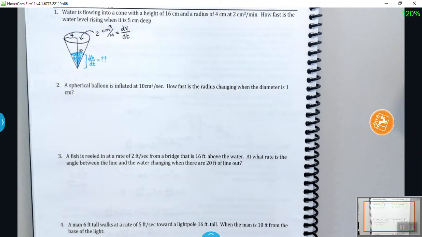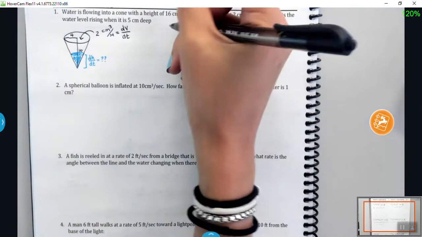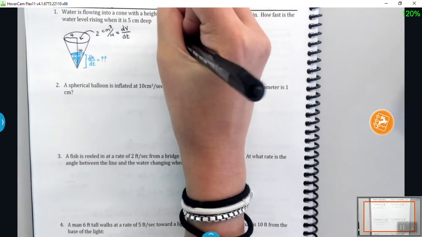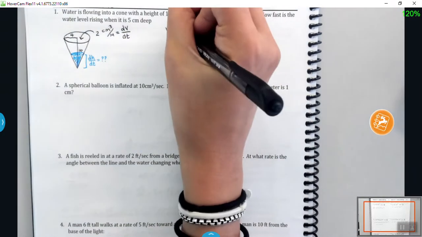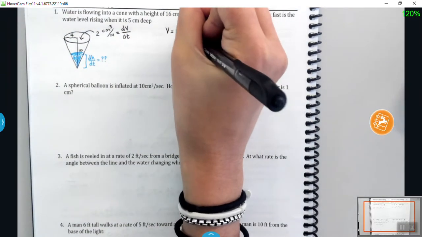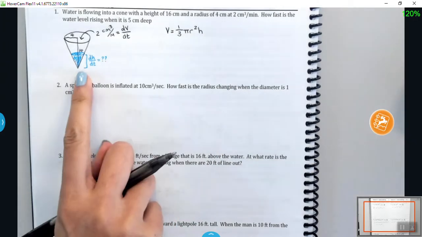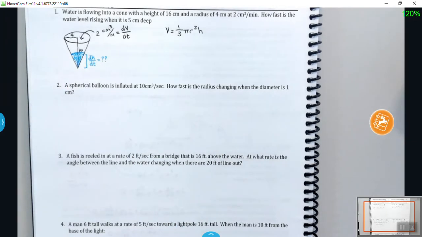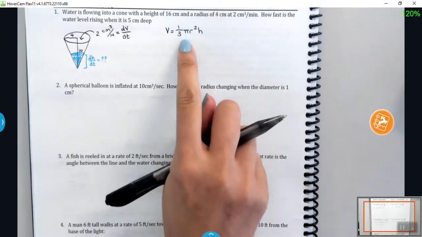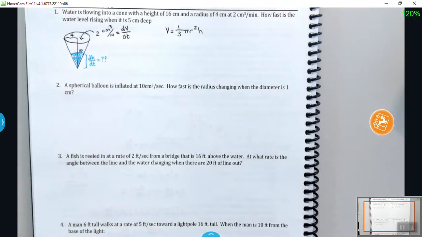volume of a cone. Volume of a cone is, yes. Why do you know? Well, it's a cone, and anything that comes to a point is a third of the cylinder. So a cylinder is pi r squared h, and then it's a third of it. Same thing with a pyramid.